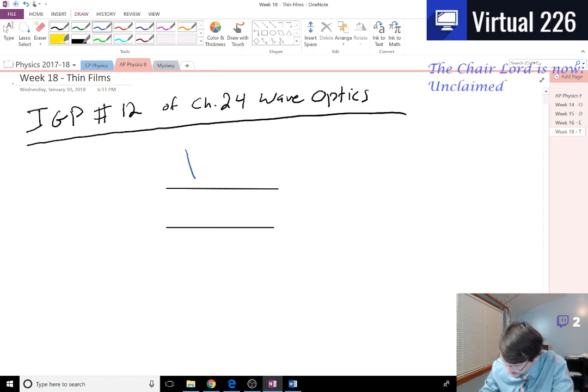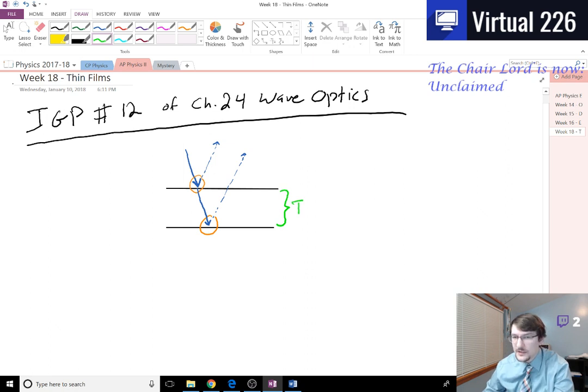So what happens here is we have some light come in, and it reflects off this boundary layer. So there's a reflection right here. And then the light continues to move and reflect again. There's a reflection at this boundary layer, and the light has traveled through a thickness of T. It has traveled through that thickness down and up.